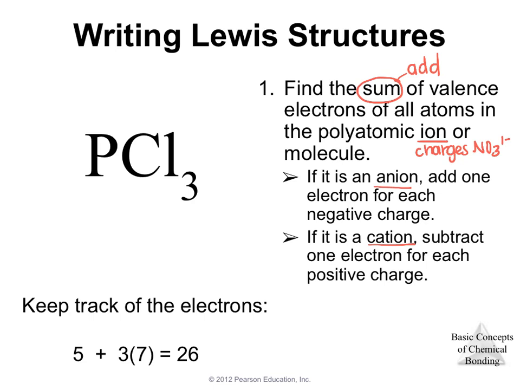So let's look at our example over here, PCl3. Phosphorus has 5 valence electrons. There's 1 phosphorus. And chlorine has 7, and there's 3 of those. So it's going to be 5 plus 21 for a total of 26 electrons. Before we can be completely done with this Lewis structure, we have to make sure that all 26 of these electrons are accounted for.